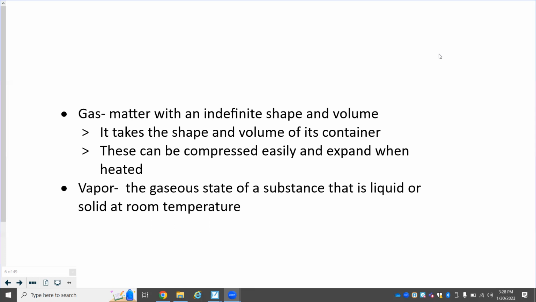With gases, there's going to be a lot of empty space between particles. So the gas can be compressed and you can push those particles together to fill that empty space. And gases also expand when heated.